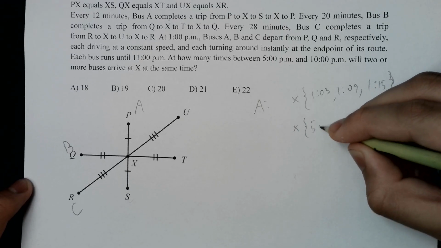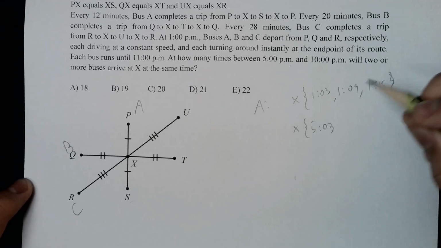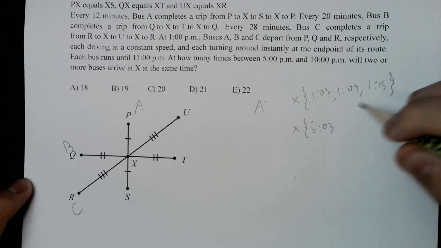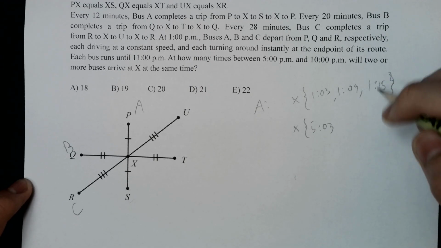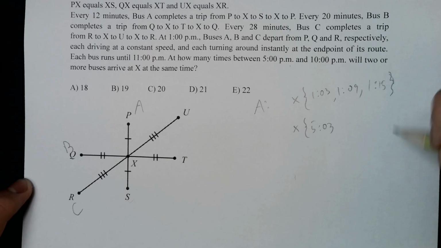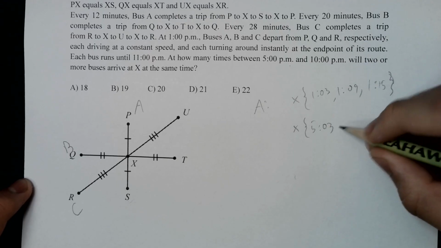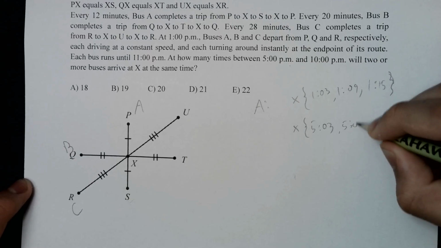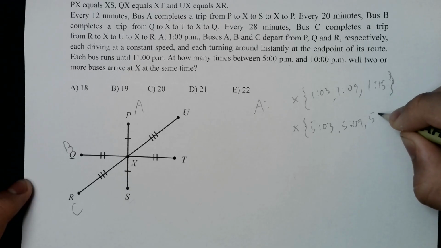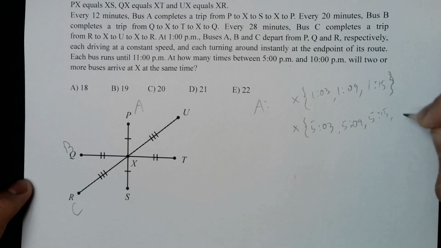X is going to stop at 5:03, since the interval that we're counting, which is 6, is a divisor of 60, so this means if we just keep on counting, it's going to be the same for every hour, so that means X is going to stop at 5:03, 5:09, 5:15, and so on.